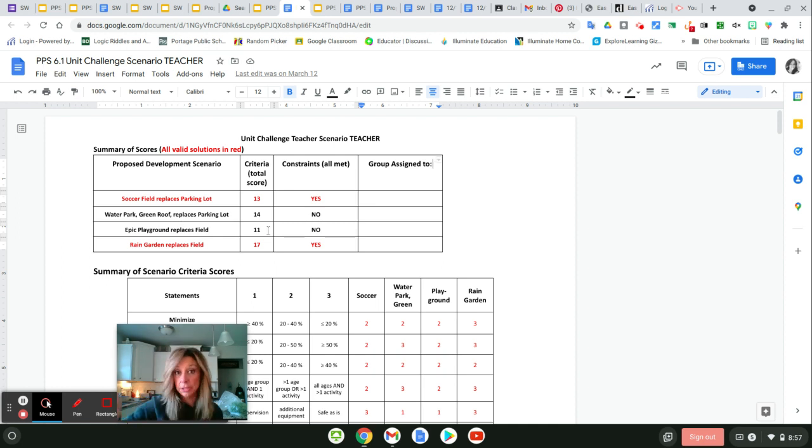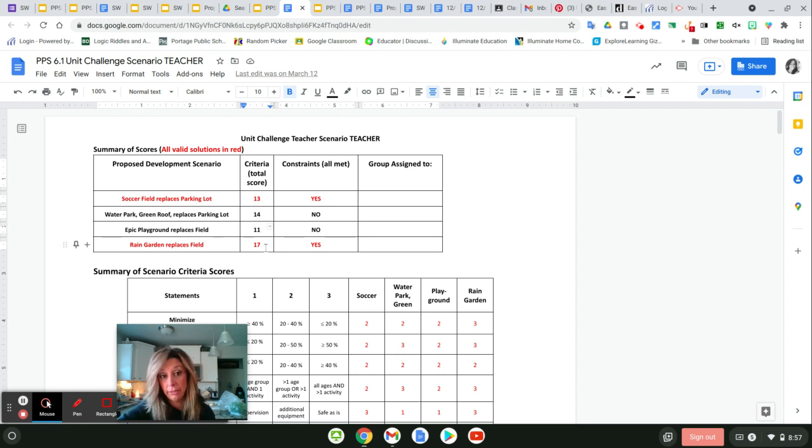Epic Playground replaces field. This is now the other side of the stream, the field. And the Epic Playground, as fun as that would be, did not meet all of the constraints. It did get a score of 11. Doesn't meet the constraints. Not negotiable, those constraints. So we cannot use the Epic Playground.